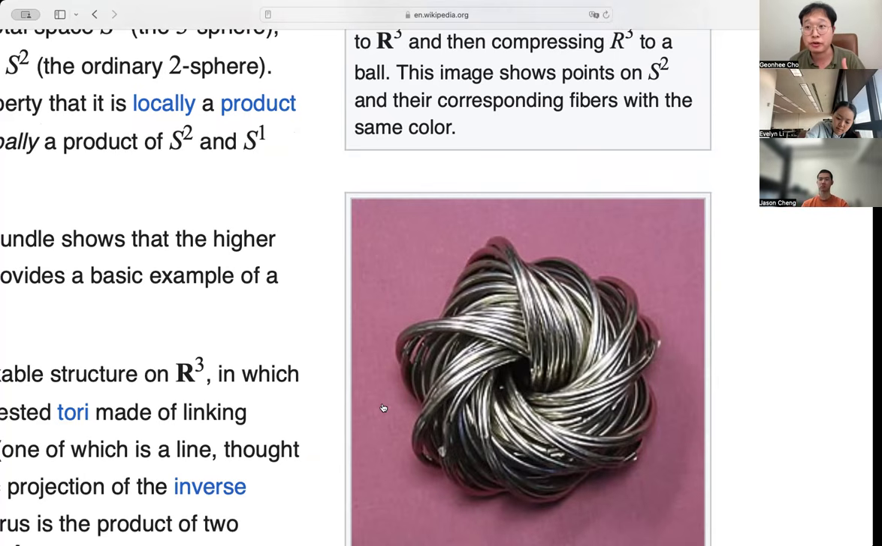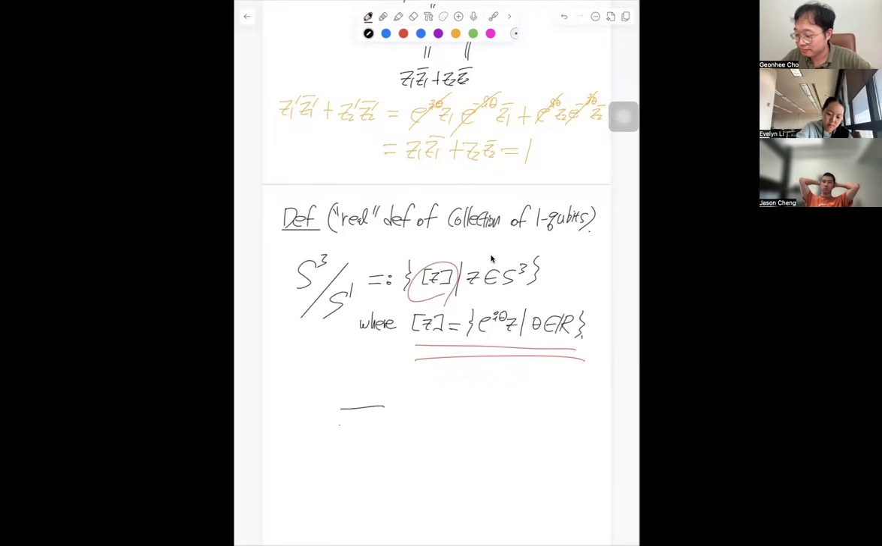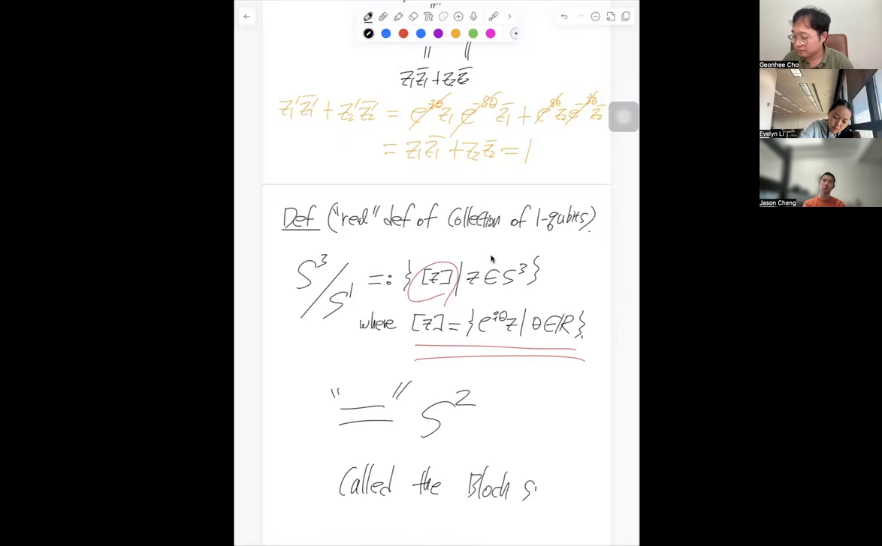But this is not the end of the story yet. Can you imagine how it looks? Now you have a collection of the circles. Would it be just a sphere? Yep, that's the answer. So this is called a Bloch sphere. That's why you identify each element of the Bloch sphere, which is nothing but the two-dimensional sphere indeed.